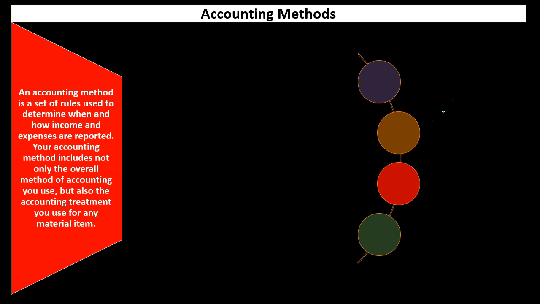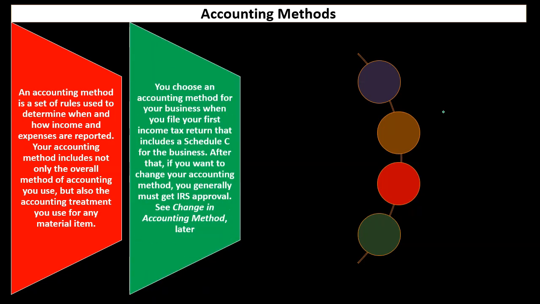So accounting methods. An accounting method is a set of rules used to determine when and how income and expenses are reported. Your accounting method includes not only the overall method of accounting you use, but also the accounting treatment you use for any material item. You choose an accounting method for your business when you file your first income tax return that includes a Schedule C for the business. After that, if you want to change your accounting method, you generally must get IRS approval.